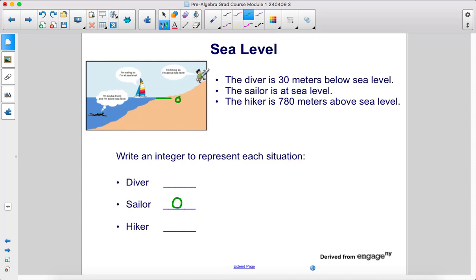That means the hiker is above sea level. This is like to the right on the number line in the positive direction, where it's 780. And that means below sea level is to the left in the negative direction, negative 30. And here are the answers.